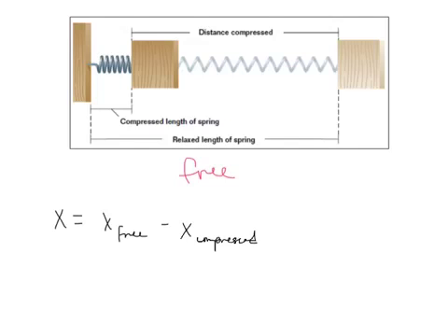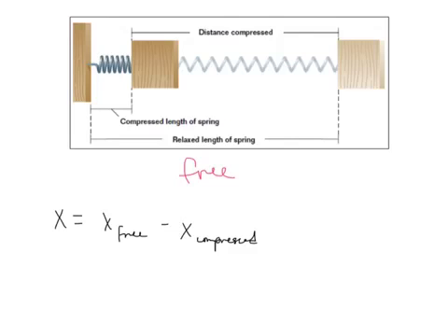So again, you don't have to memorize this formula, just use logic from this point on. The free length minus whatever the length of the spring is when it's compressed gives us overall X, which is the actual distance that the spring has been compressed. Now, the same thing occurs with stretching the spring. When you stretch the spring, we're going to look at the free length minus the stretch length in that case.